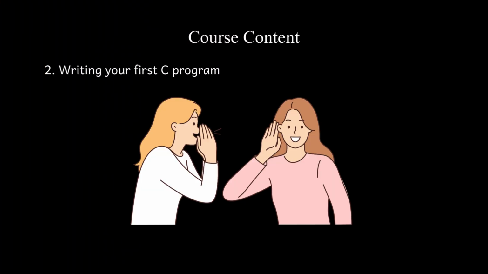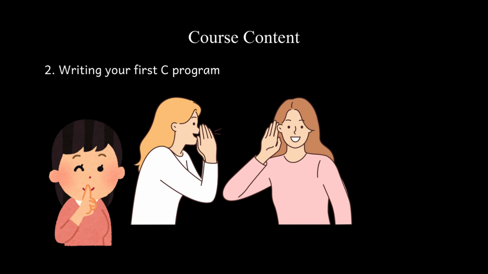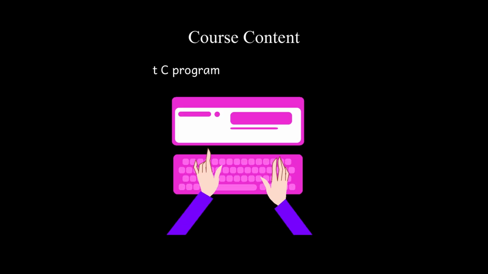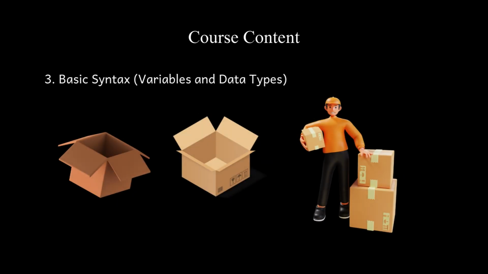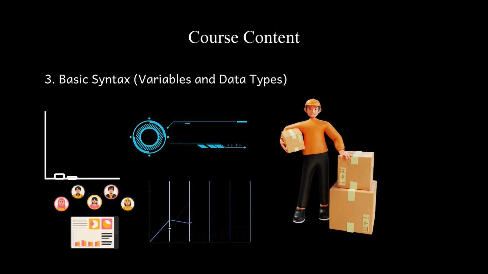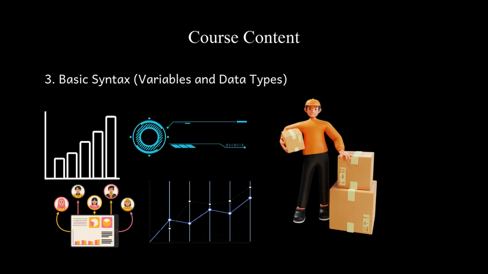Next, we'll write our first C program. Spoiler alert, it's the famous hello world. So if you're able to type, then you can write this program. Easy peasy. Next, we'll dive into variables and data types. Imagine these as the different boxes you use to store data. You've got integers, floats, characters, and much more. You can also think of them as boxes where you keep different types of information.